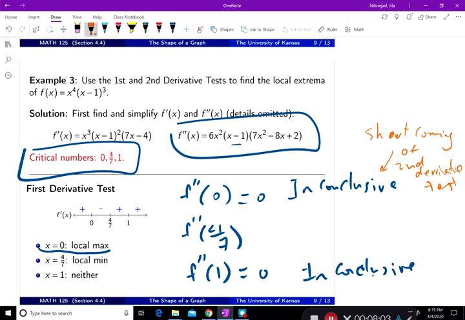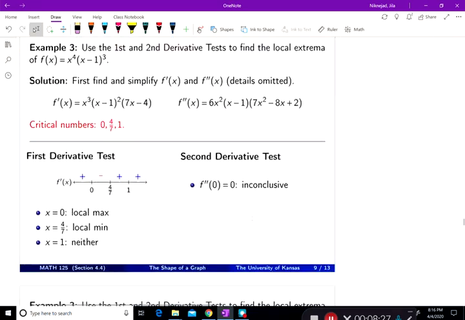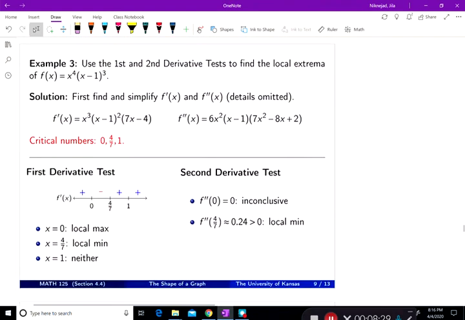But also over here, I know that at x equal to 1, we have neither, but I can't decide what it is. Again, another shortcoming. So it can be inconclusive, and one of them can be a local max, and one of them can be neither. So what is remaining is to evaluate f double prime of 4, which we did a little bit ago, and it turns out to be 0.24, and that's bigger than 0, so you get a local min.